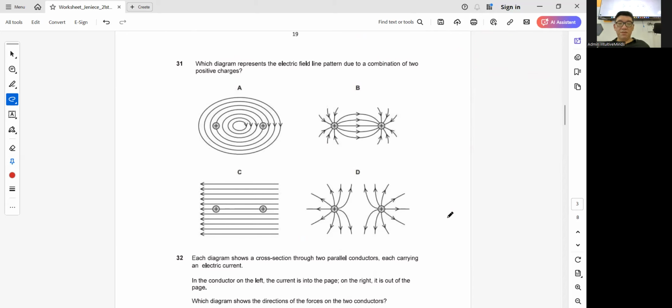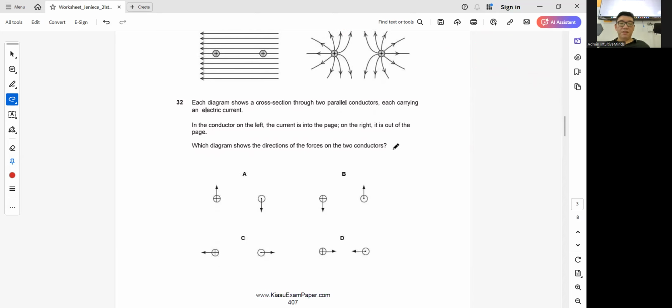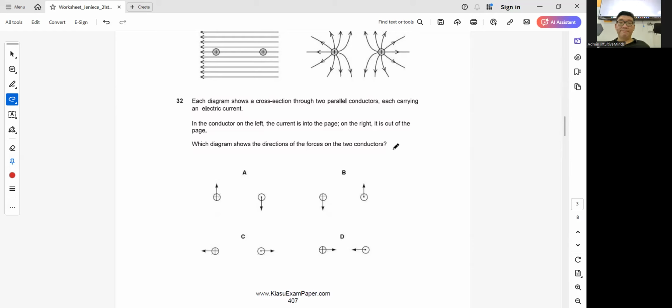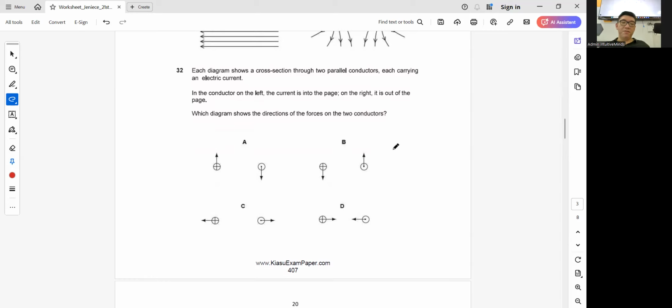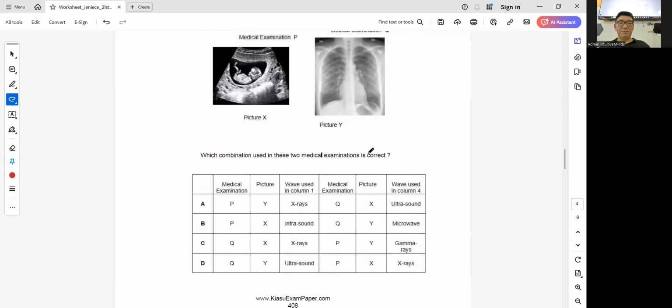Okay, this one should be quite straightforward. The answer is D, can be found in your notes. I'm not ready for this yet, but the answer should be C. We'll go through it later, next time.